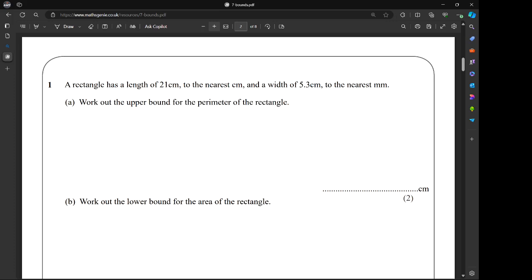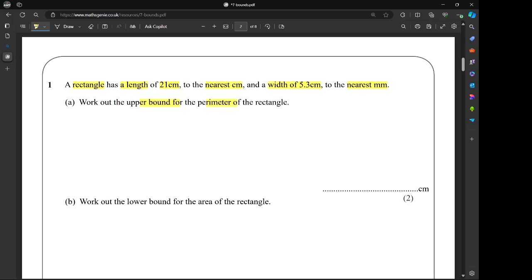Okay, so Ellie's asking for bounds. Question 1. A rectangle has a length of 21 centimeters to the nearest centimeter and a width of 5.3 centimeters to the nearest millimeter. Be careful here. Work out the upper bound of the perimeter of the rectangle.